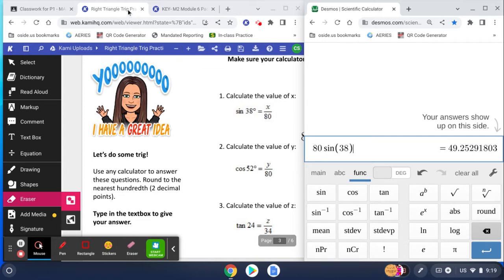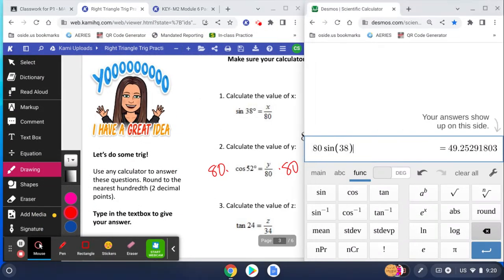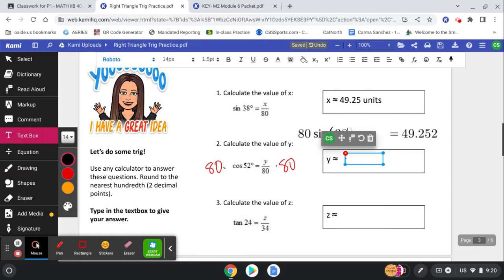And there it is. So practice that on the yellow calculator or on Desmos if that's what you're planning to use, so that you know this number 1 is correct. And then we're going to number 2. This time it's going to be 80 times the cosine of 52. So let's go plug that in. It gives me the exact same answer. What an interesting concept.